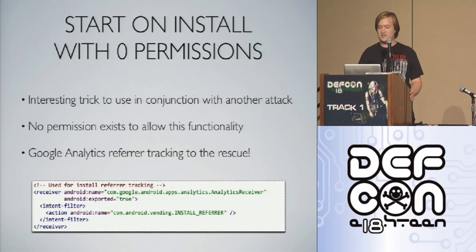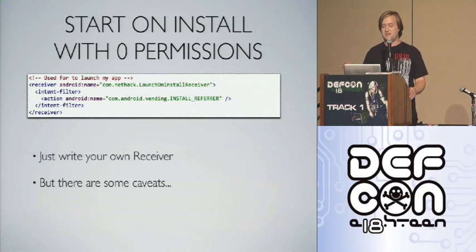And you just throw that in there, and this is to track the referrer from the market. So say whether I clicked on some AdMob link or something like that. And then this would send it off to the Google Analytics server. But we don't need to use their receiver. We can just write our own receiver. So here we just created our own receiver instead of using theirs, and now we can launch on install.